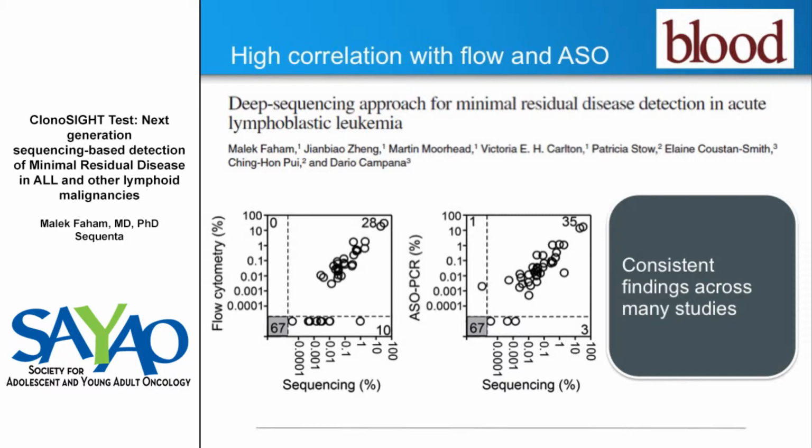There's nice correlation of positives. There's a lot of negatives in both, but there is now a set of samples that are positive by sequencing but negative by flow, because they are below the level of sensitivity of flow cytometry, which is 10 to the minus 4, or 0.01%.